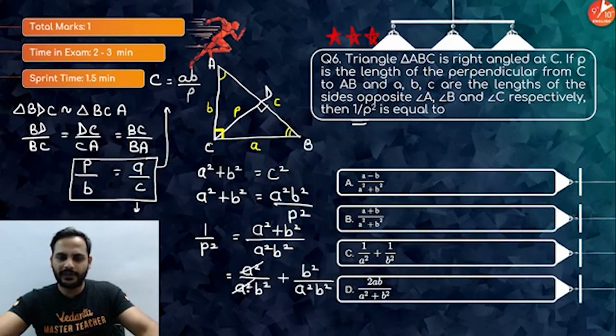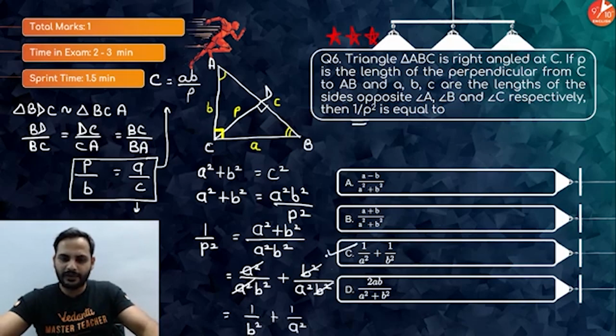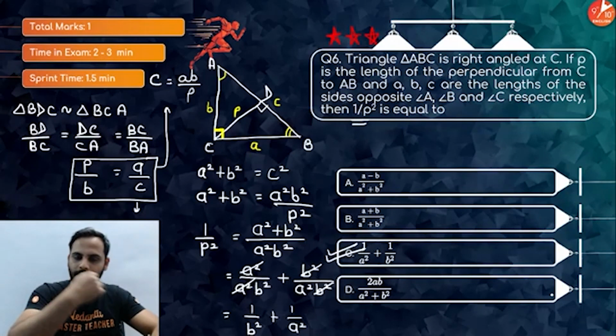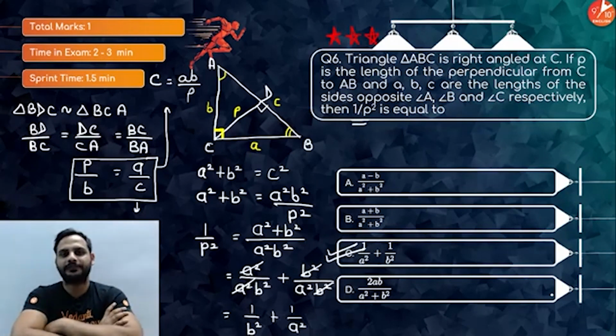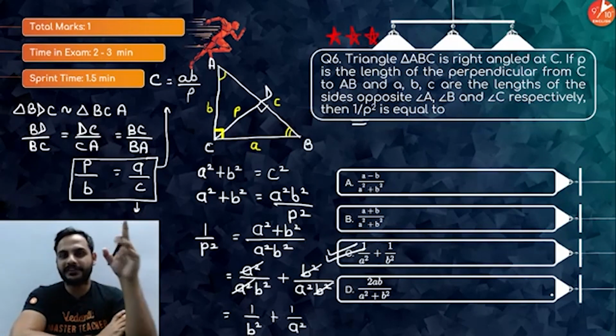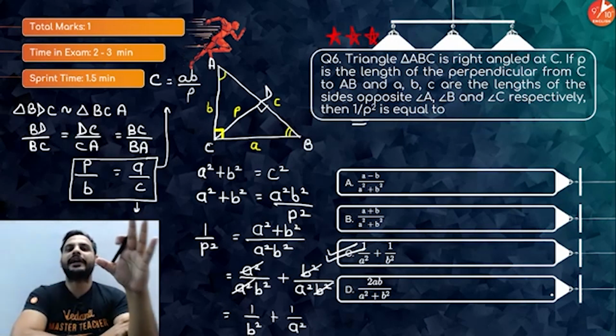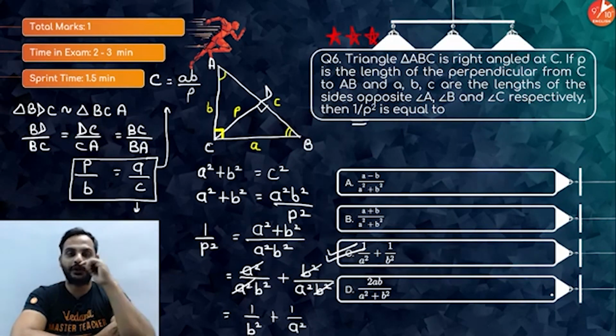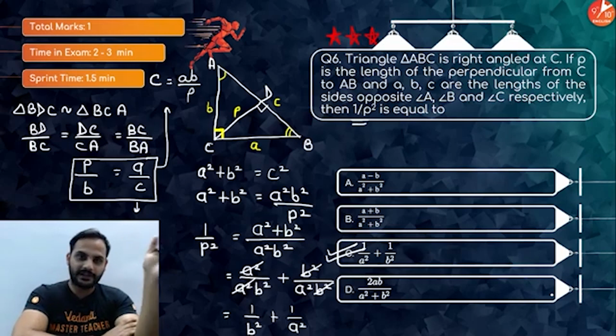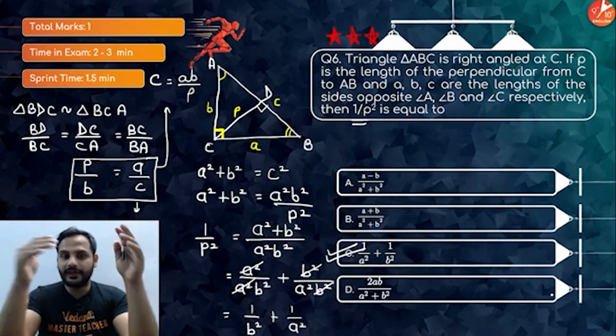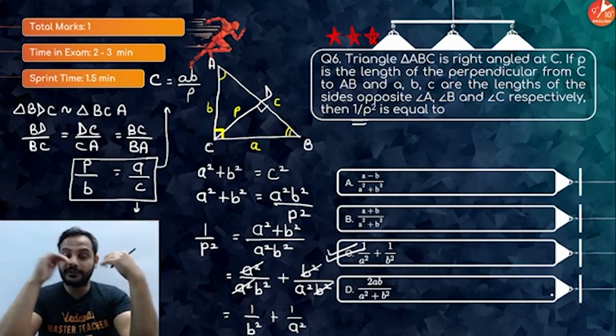Here A square to A square got cancelled. Here B square to B square got cancelled, which is 1 by B square plus 1 by A square, or 1 by A square plus 1 by B square. Option C will be your correct answer. Okay, guys, let me know in the comment section how many of you were able to get the correct answer for this question on your own, and how many of you got stuck. All right, because it is a very good question.